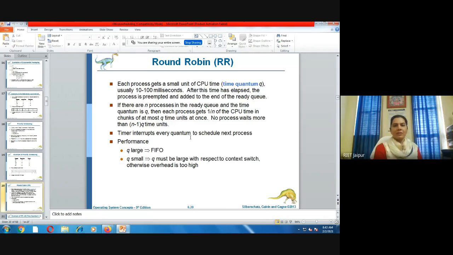If there are n processes in the ready queue and the time quantum is q, then each process gets 1/n of the CPU time. We use this scheduling algorithm in real-time systems. No process waits more than (n-1) times q time units. We need one timer that will interrupt every quantum to schedule the next process.